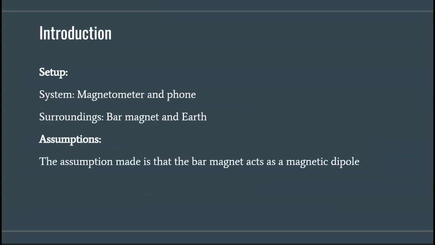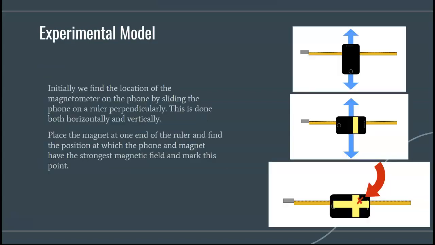The experimental setup of this lab is as follows. The system is the magnetometer in the phone, and the surroundings are the bar magnet and the Earth. We assume the bar magnet acts as a magnetic dipole. For the experimental model, there are three parts.